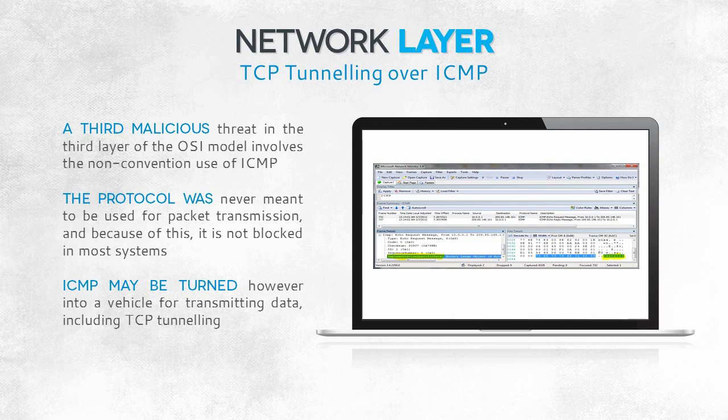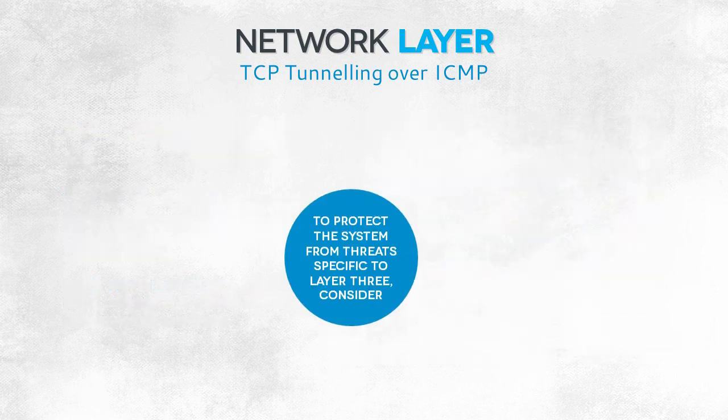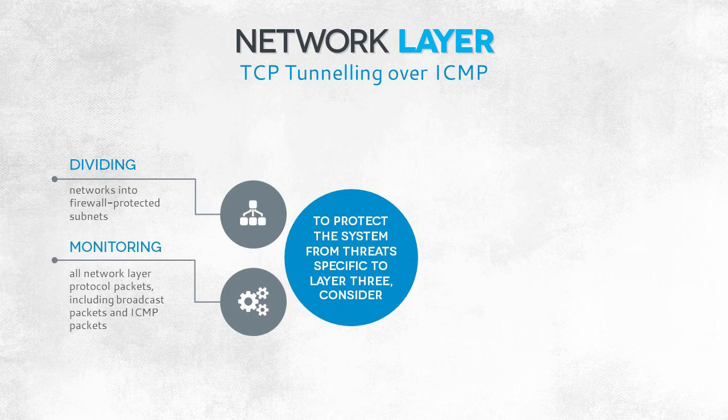One of the solutions consists of dividing the network into smaller segments called subnets. We'll elaborate on that later on. Another is monitoring all packets passing through the layer. To ensure that no packets are sent or received without your control, you have to monitor IP and ICMP packets.